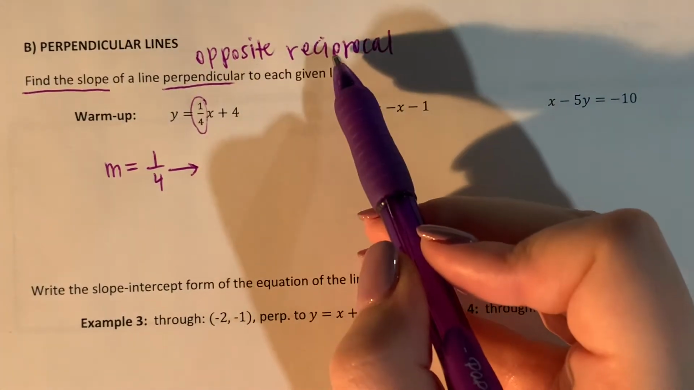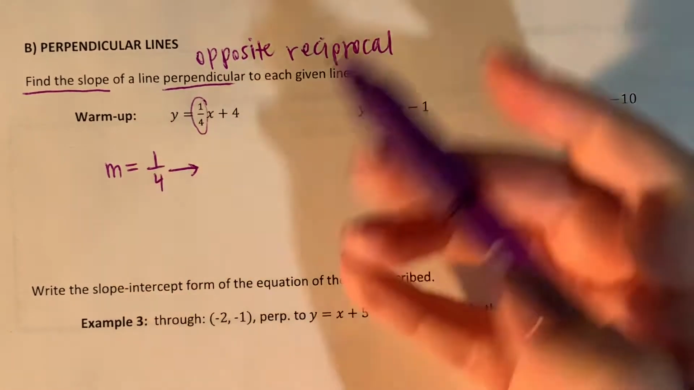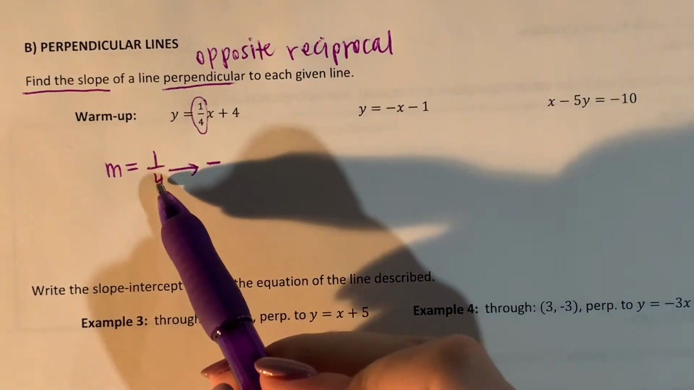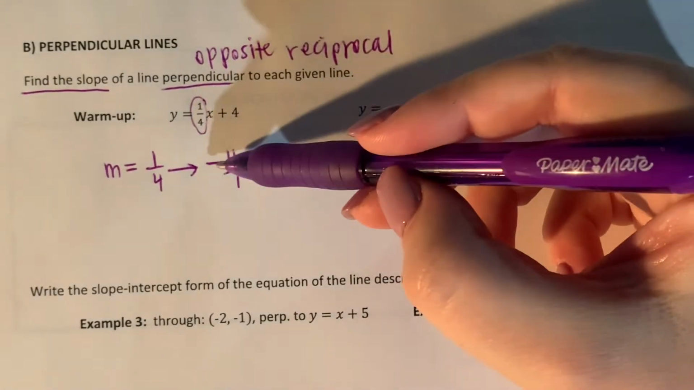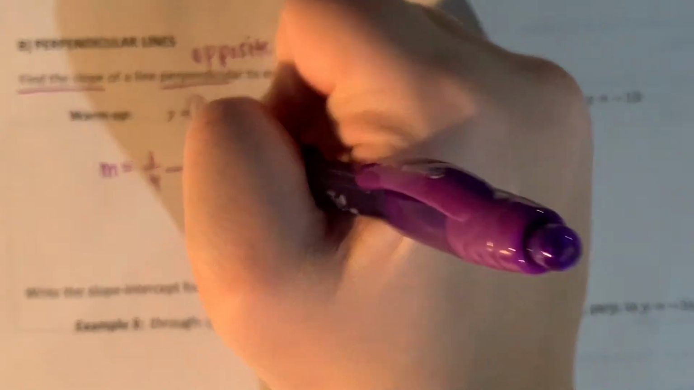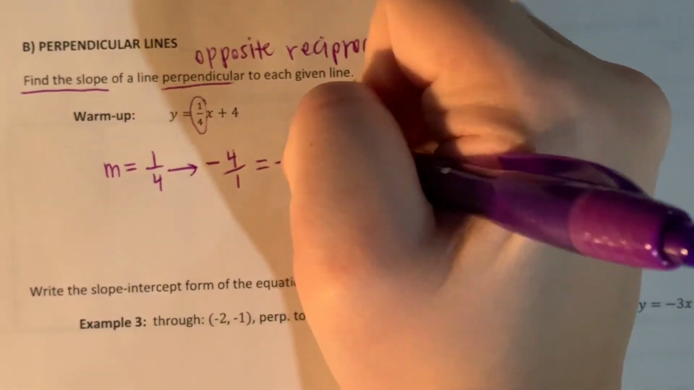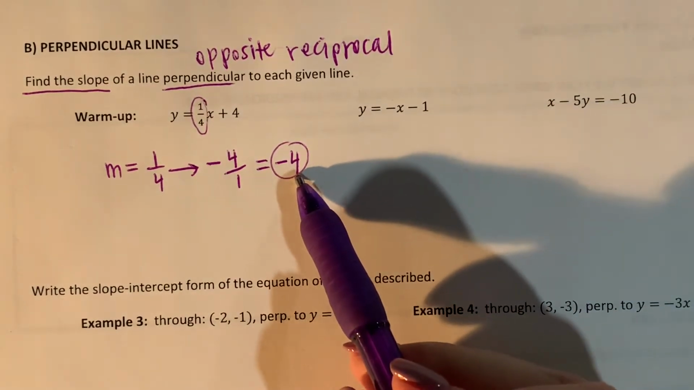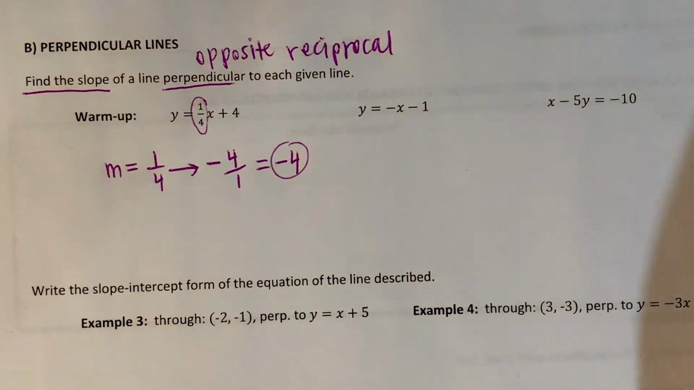or opposite flip. So if my slope was a positive, it's going to become a negative. And then for the reciprocal part, I need to flip it. Instead of 1 over 4, it'll become 4 over 1. And we can reduce this. Negative 4 divided by 1 gives us negative 4. So negative 4 would be the opposite reciprocal slope to 1/4.